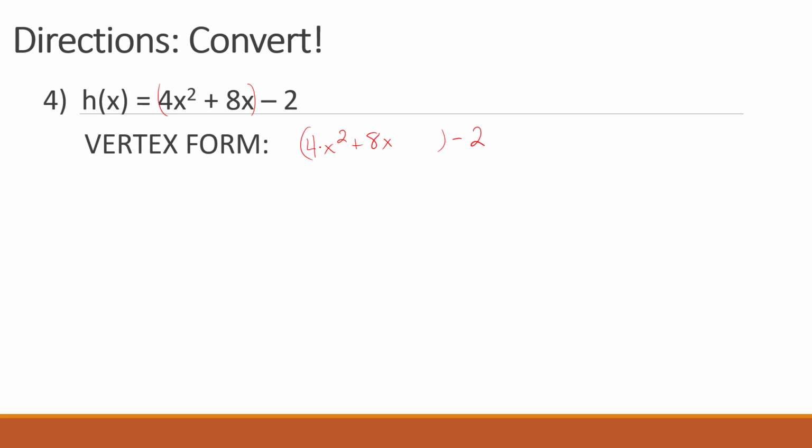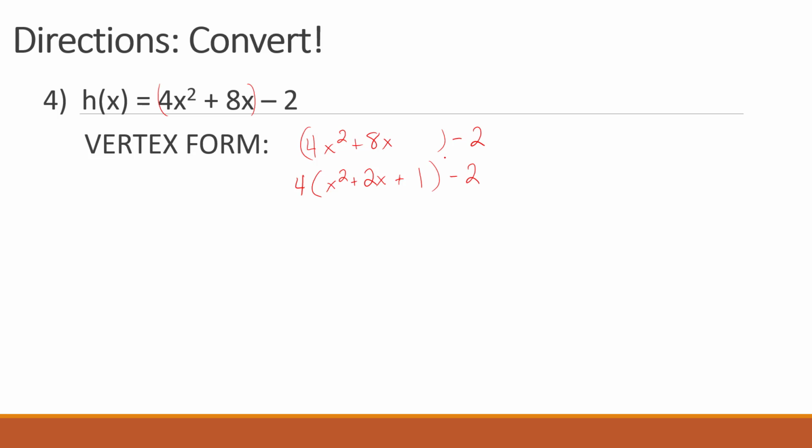But perhaps I could factor out a value there. So let's factor out 4. That leaves me with x squared plus 2x minus 2. Okay. That I can work with. Half of 2x is 1x, so 1 squared is 1.